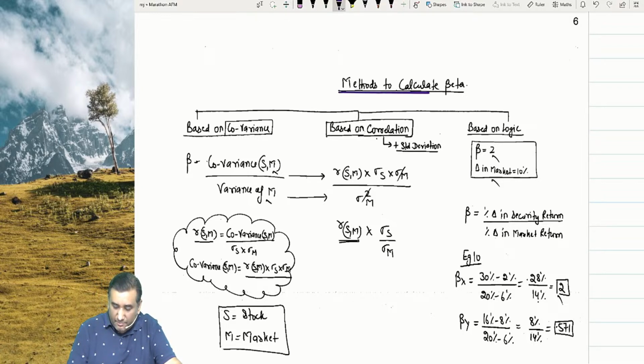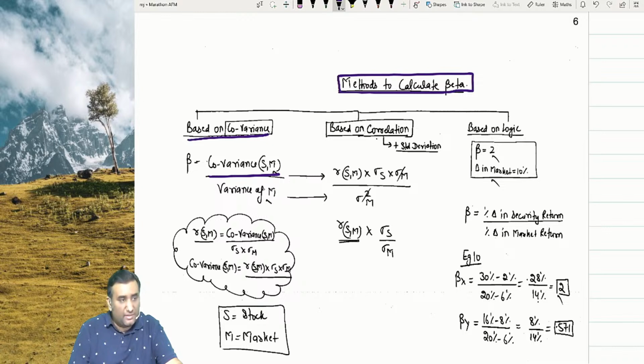Methods to calculate beta. Based on covariance: beta is a relationship between the movement of a stock and a market, that captures the movement of a stock and a market. So we have covariance of S and M divided by variance of market.